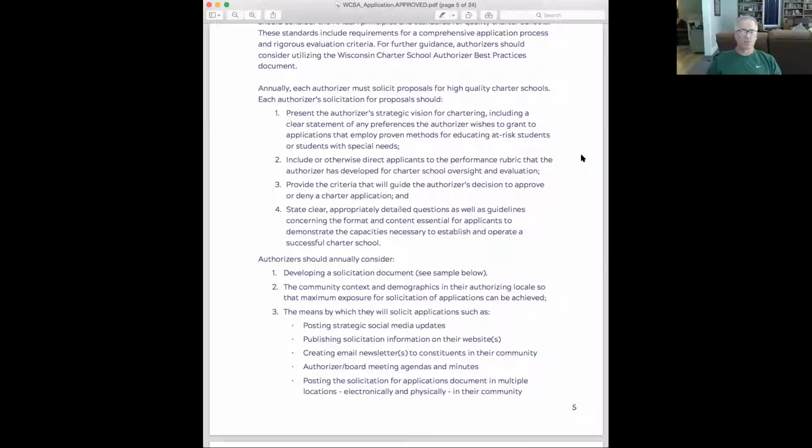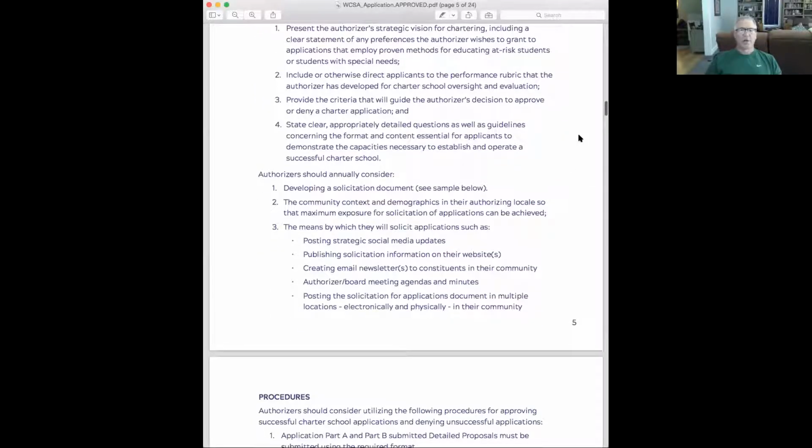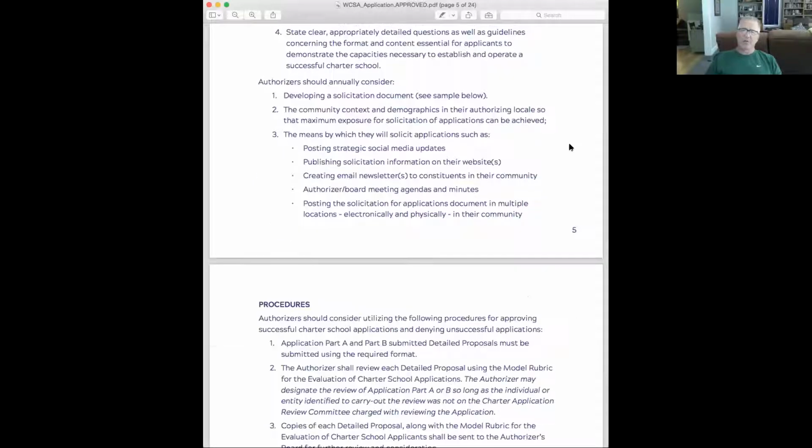Do they have a vision? Do they have a mission? Have they ever talked about it at the board level? Do they have a way of evaluating, and are they in any way, shape, or form ready for people to approach them if this happened to come up, including guidelines and timelines and things like that. And so the document goes on to ask authorizers to think about and consider having some sort of solicitation process or a document or language, which you'll see kind of in this area right here.